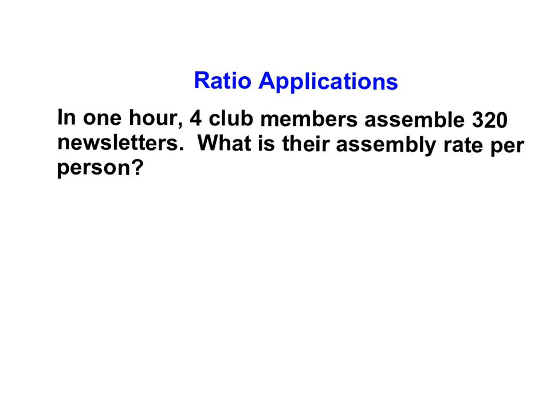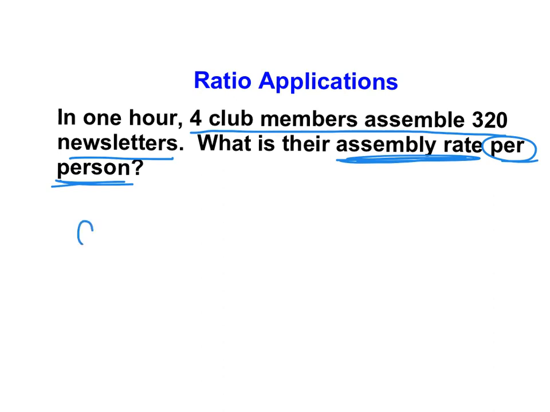It says in 1 hour, 4 club members assemble 320 newsletters. What is their assembly rate per person? So what I need to do here is set up a ratio that will allow me to find the assembly rate per person. Now the key here is reading what they asked in this last sentence, because that's telling you how to set up your ratio.